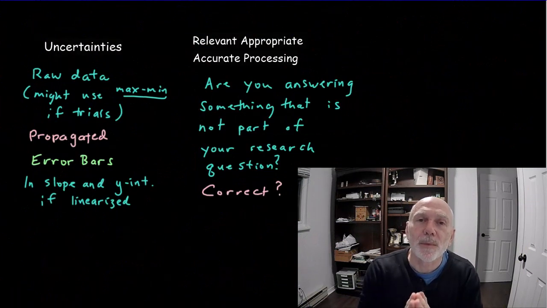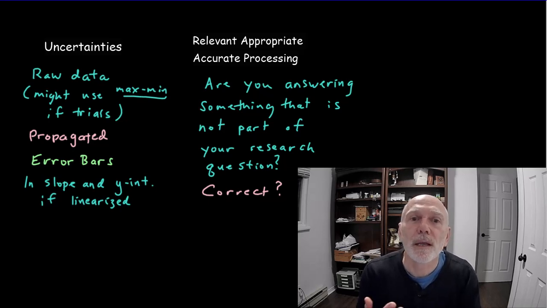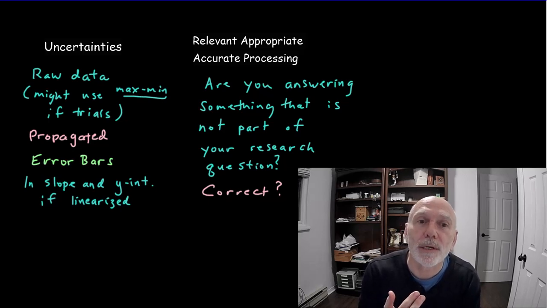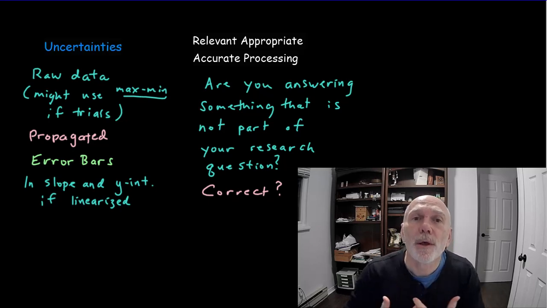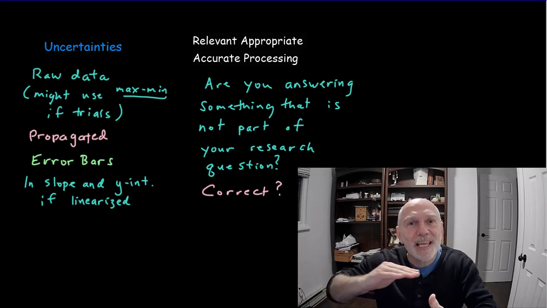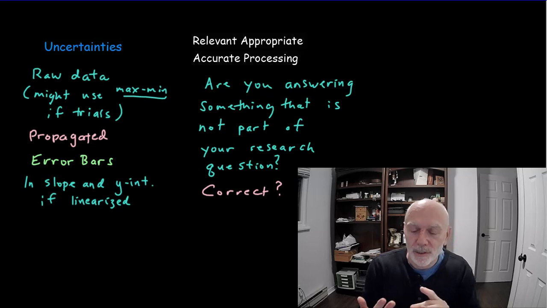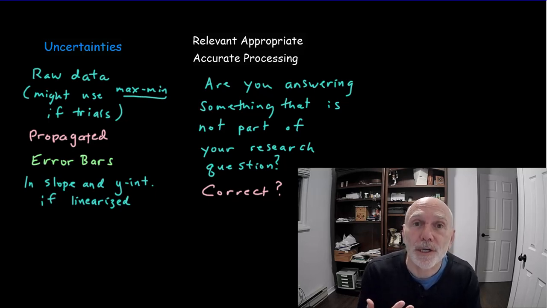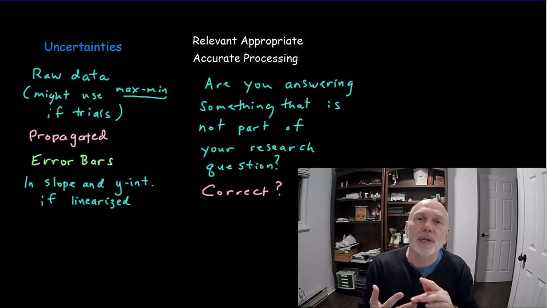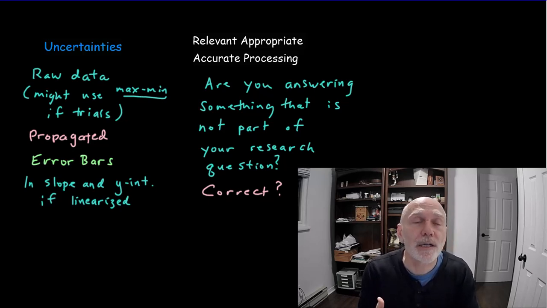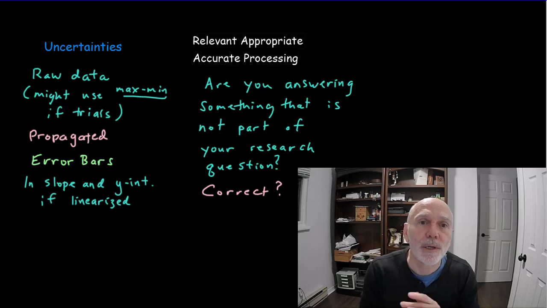The other two statements in data analysis had to do with uncertainties and then a relevant, appropriate and accurate processing of your data. So for uncertainties, and these are kind of taking it up a notch each time, you'd like to have uncertainties in your raw data. You'd like to have propagated uncertainties in your calculated values. You'd like to have error bars. And if you've linearized your data, you'd like to have the uncertainty in the slope and the y-intercept.